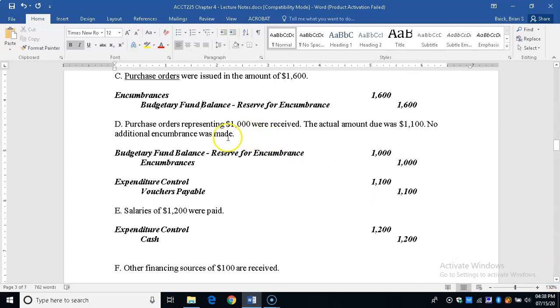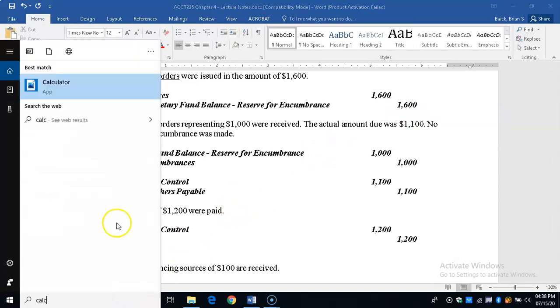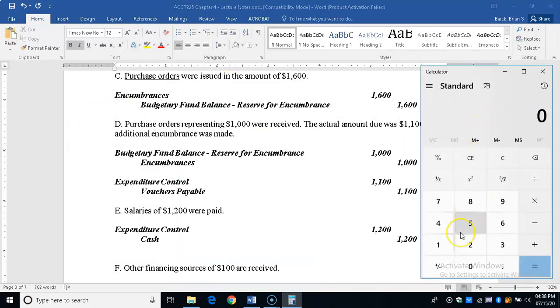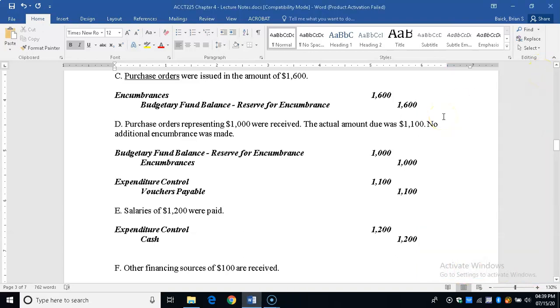Next, it says that purchase orders representing $1,000 were received. The actual amount that we have to pay is $1,100. Okay, and then we're going to make the journal entry for this. So in Part C, we order $1,600 worth of stuff. In Part D, part of our order shows up. So I want to show you here. We order $1,600 worth of stuff, and $1,000 has been received. So 1,000 out of 1,600 is 62.5%. So we get 62.5% of our order.